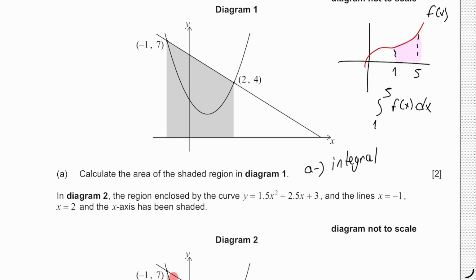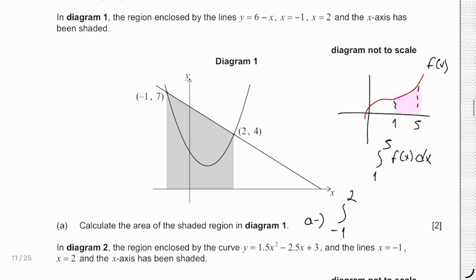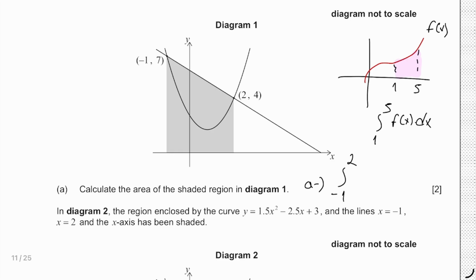So let's write it down. What are our limits? X limits, right? X limits -1 to 2. Which function do we need to use? We need to use this function, right? Because this is the area under this line. So 6 minus x dx. That's all. Or you can find the area of this trapezoid by the trapezoid area rule, right?